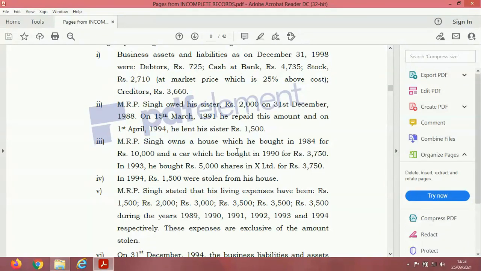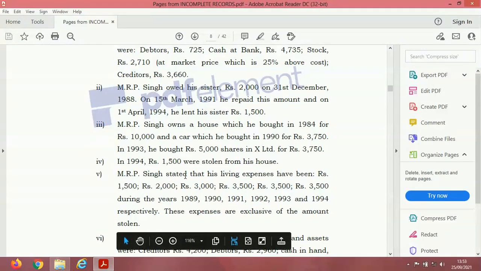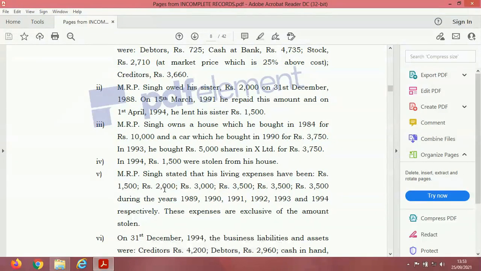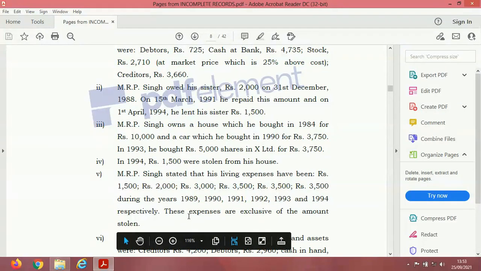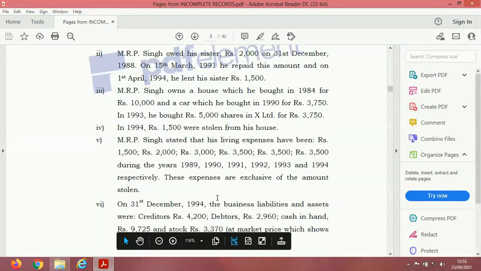Sai owns a house which he bought in 1984 for 10,000 and a car which he bought in 1994 for this much. In 1993 he bought 5,000 shares in X Limited for this much. In 1994, 1,500 were stolen from his house. Mr. Sai stated that his living expenses have been 1,500, 2,000, etc. during the years, these ones and these respectively. These expenses are exclusive of the amount stolen.